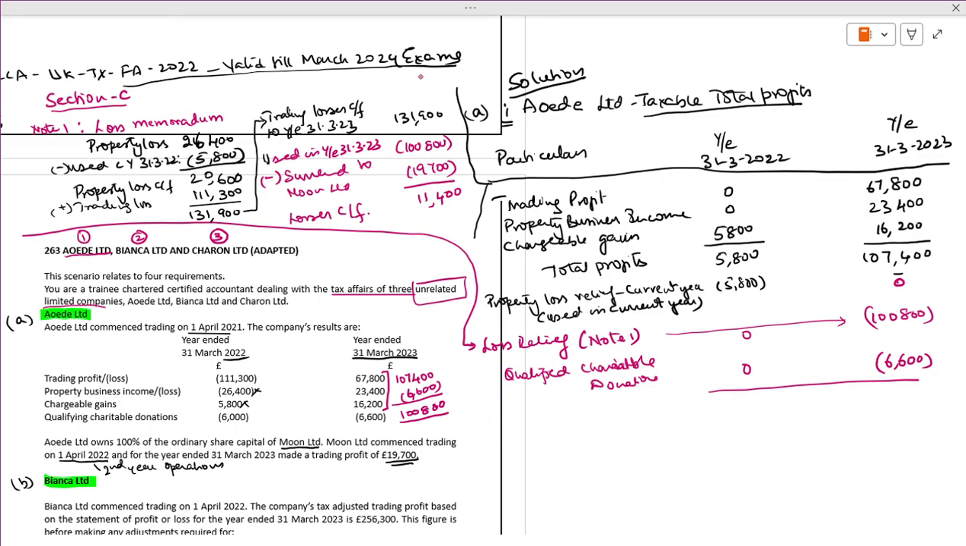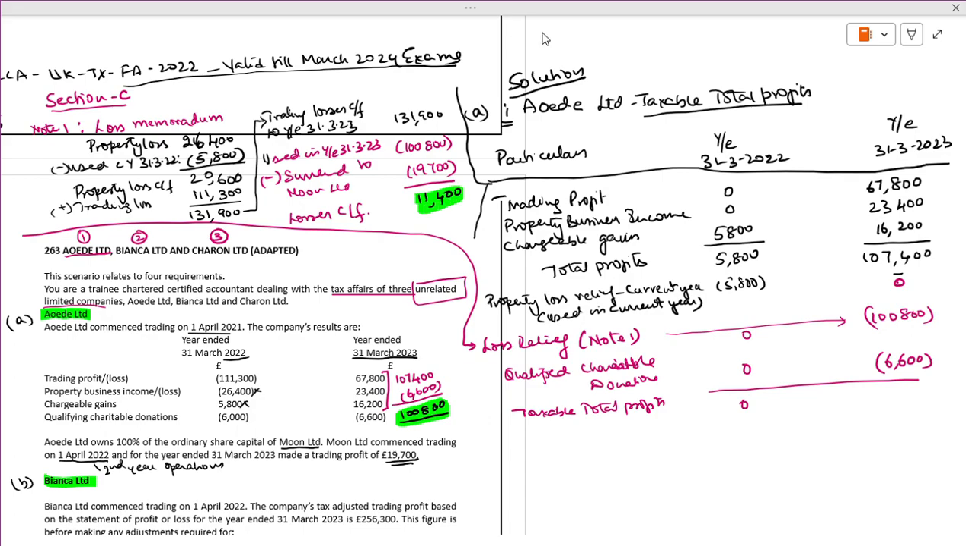Right? Taxable total profits will be what? Here it will be 0. See, we have used it completely, to the extent possible. How much have we used? 100,800. This amount we have used completely. And after that, we have carry forward losses of how much?